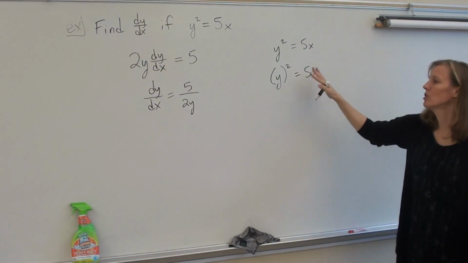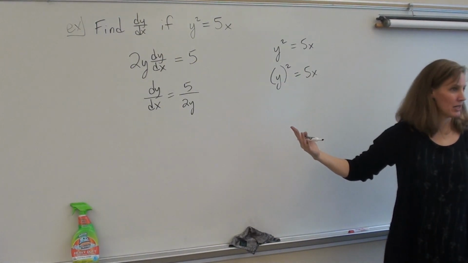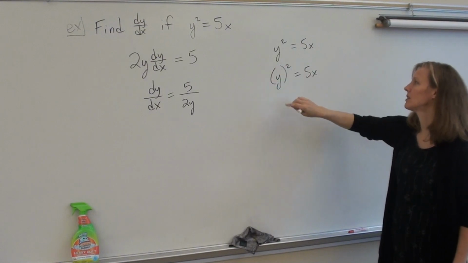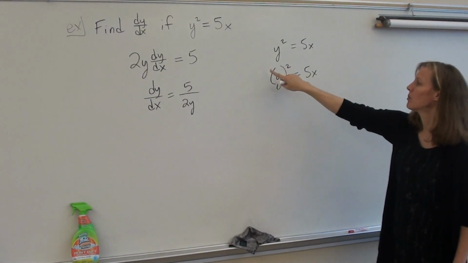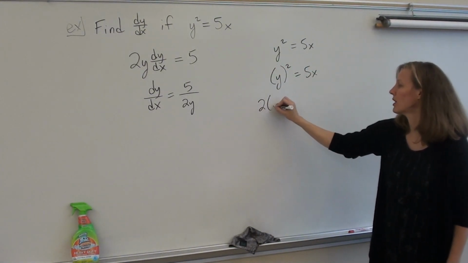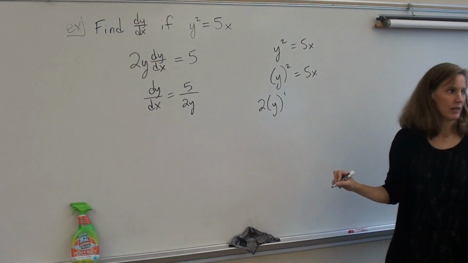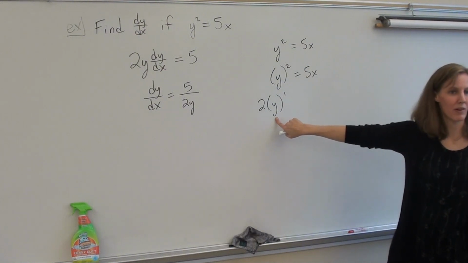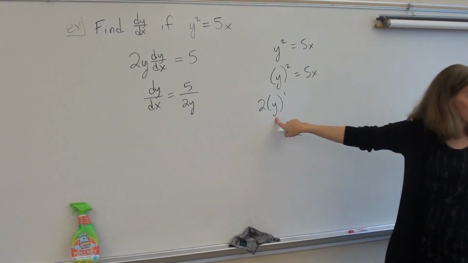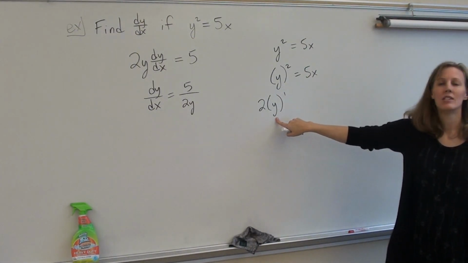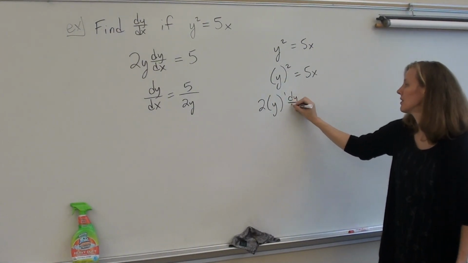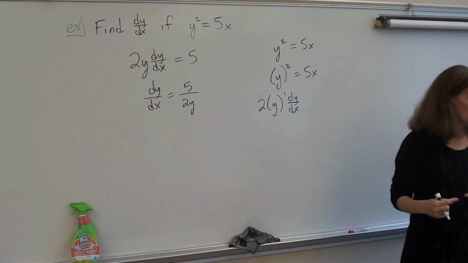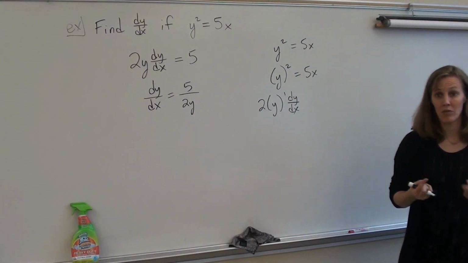Just so you understand why you have to multiply by the dy dx, this is chain rule. If you think of this like this, remember we put the two out front and reduce the power by one. And then you have to multiply by the derivative of the argument. What's the derivative of y? dy dx. It's chain rule. So you always have to multiply by the derivative of the argument.